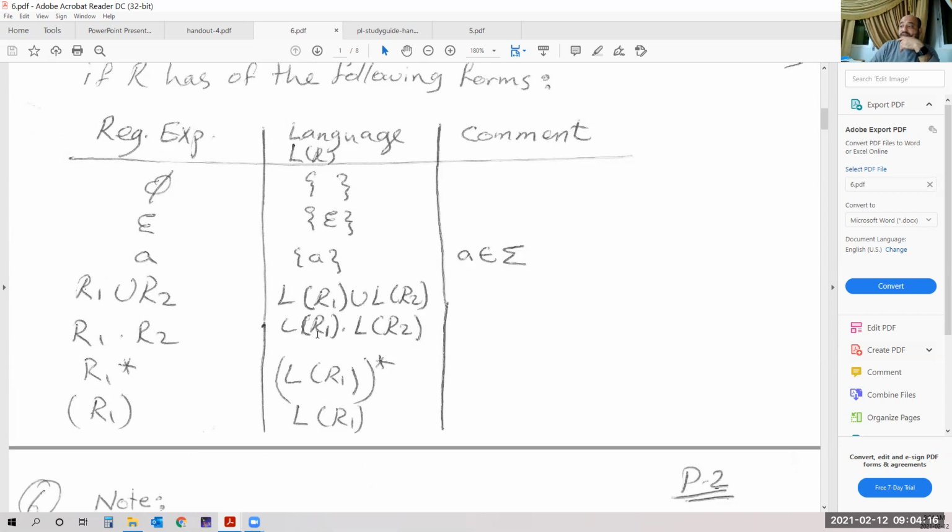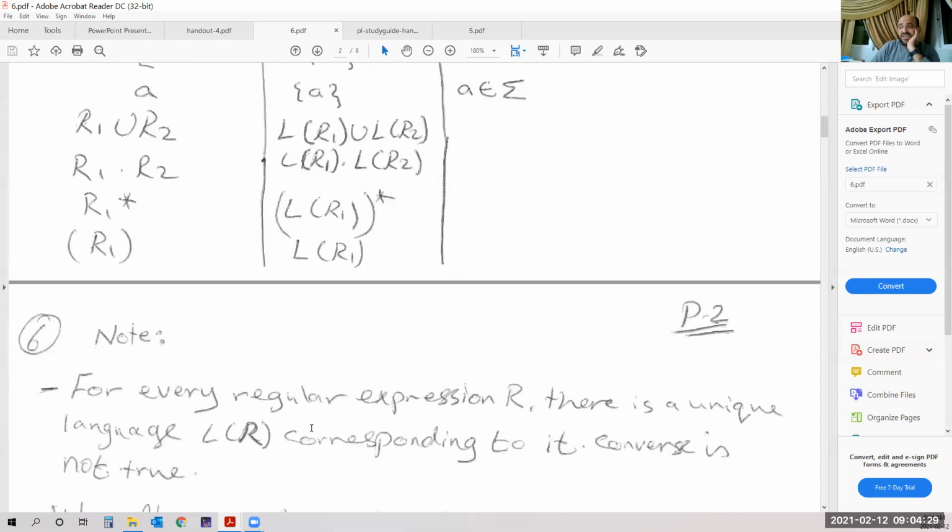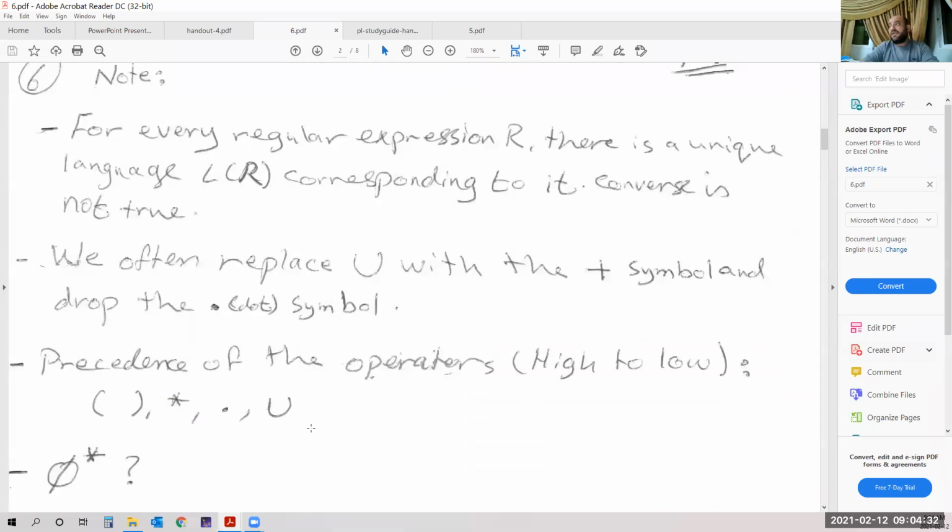R1.R2 is the language produced by concatenating the language of R1 and the language of R2. R1 star gives the language L of R1 star. R1 between brackets is the same as L of R1. Note, for every regular expression R, there is a unique language L(R) corresponding to it. The converse is not true. We often replace union with the plus symbol in the regular expression, and we drop the dot, so we write it without the dot.